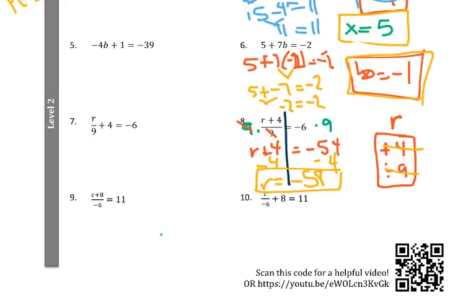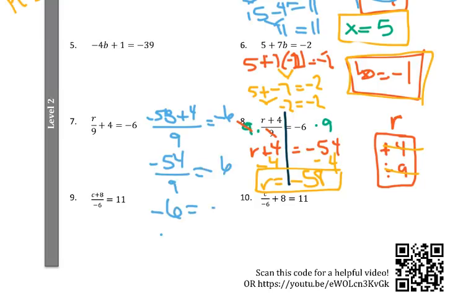That is what my answer should be. Let me just double check that over here. Negative 58 plus 4 divided by 9. So negative 58 plus 4, that's going to be negative 54 divided by 9. And yep, negative 54 divided by 9 is negative 6. So we got the same thing on both sides. We're in good shape.